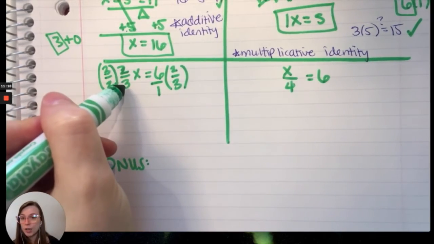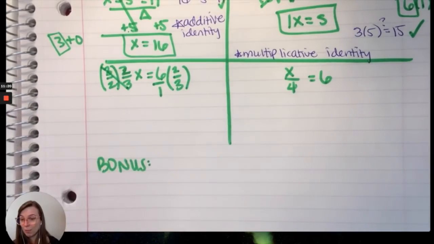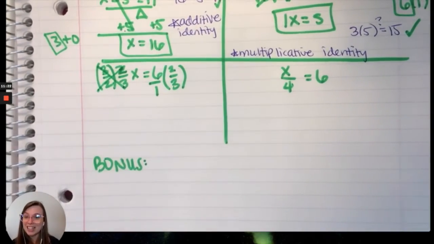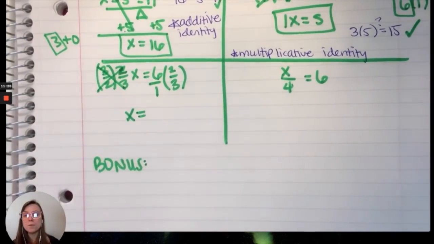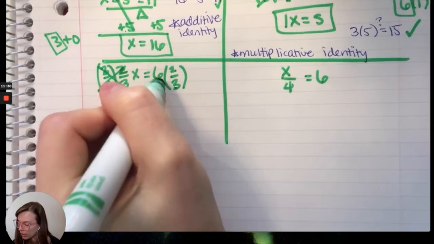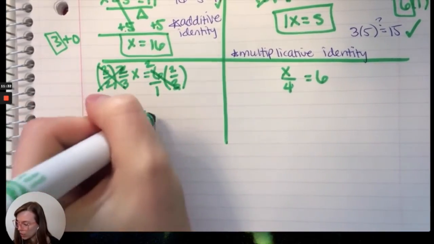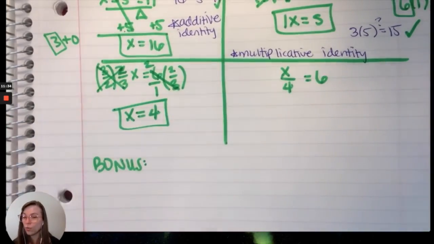3 divided by 3 makes 1. 2 divided by 2 makes 1. If that did not make 1, we know we're in a world of hurt. We did something wrong. So we have to make sure that it equals 1. 6 divided by 3 is 2. 2 times 2 is 4. X equals 4.